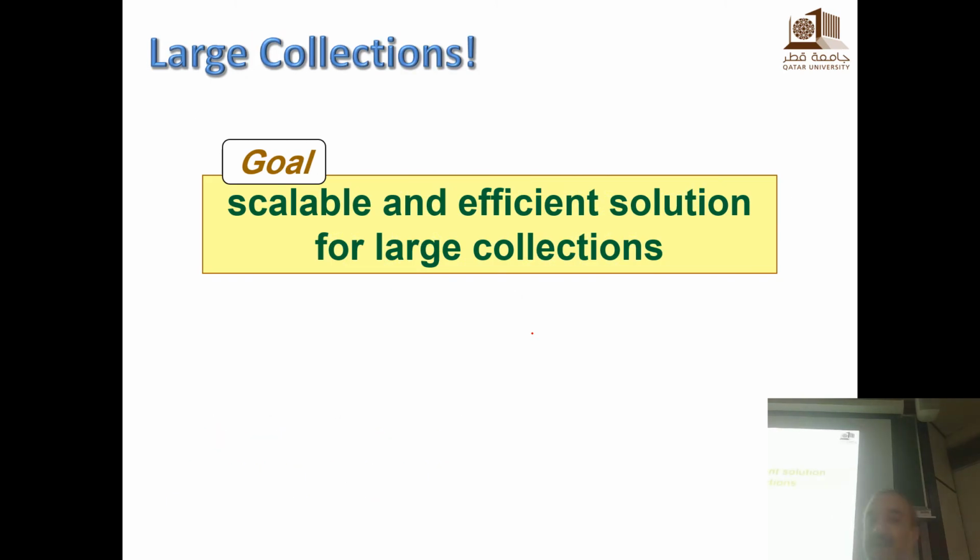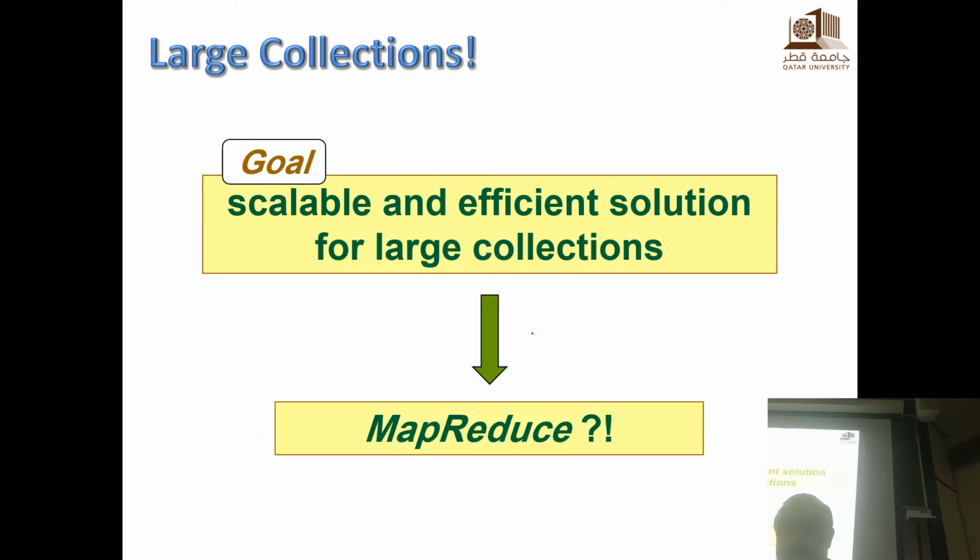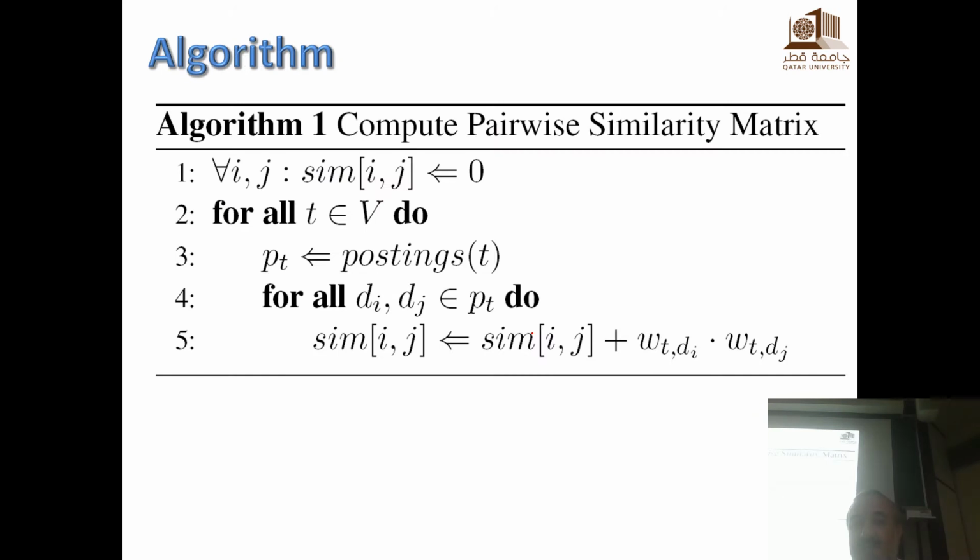So we need a scalable and efficient solution for large collections. MapReduce comes to the rescue here. How can we do it using MapReduce? Here's the algorithm. Okay. Any ideas first? Let me ask you. How can we do it? We get the postings. How can we get the postings? So we need to do the indexing part.